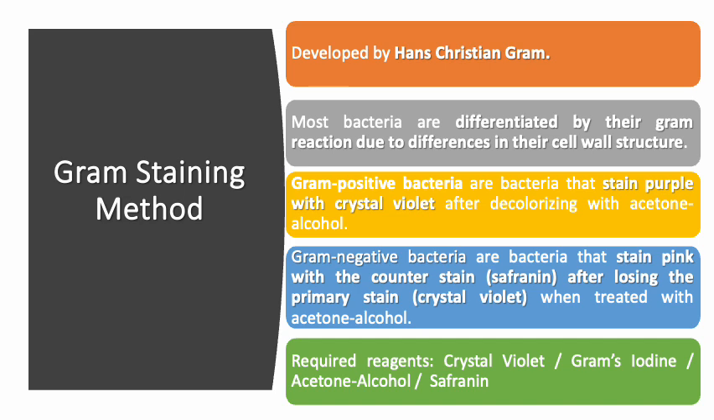Now, gram-positive bacteria are bacteria that stain purple with the crystal violet dye or the primary dye after decolorizing with acetone alcohol. Gram-negative bacteria, on the other hand, are bacteria that stain pink with the counterstain or the safranin after losing the primary stain when treated with acetone alcohol. Now, the required reagents for gram staining are the following. Firstly is your primary stain, crystal violet; your mordant, Gram's iodine; your decolorizer, acetone alcohol; and lastly your counterstain or secondary stain, which is safranin.